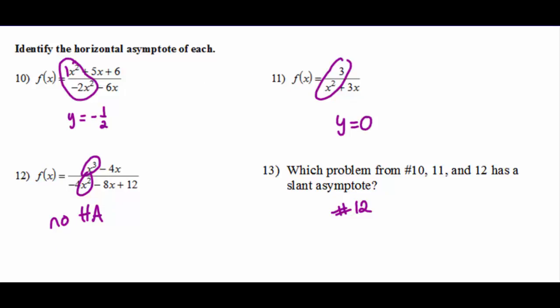So that's supposed to be not a lot of work and fairly straightforward, but if you don't understand horizontal asymptotes, that's like 4 questions you would have just gotten wrong, and that's a lot. So you want to know how to do those for sure.